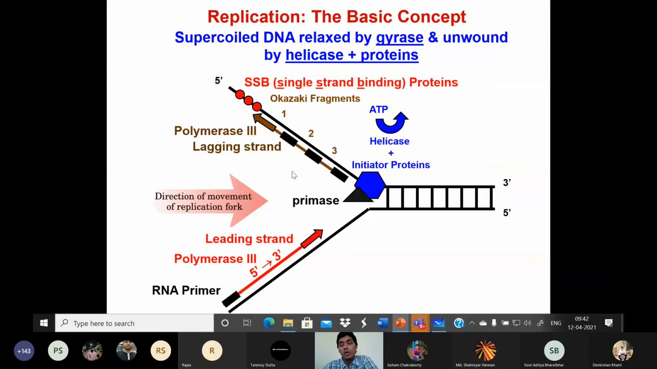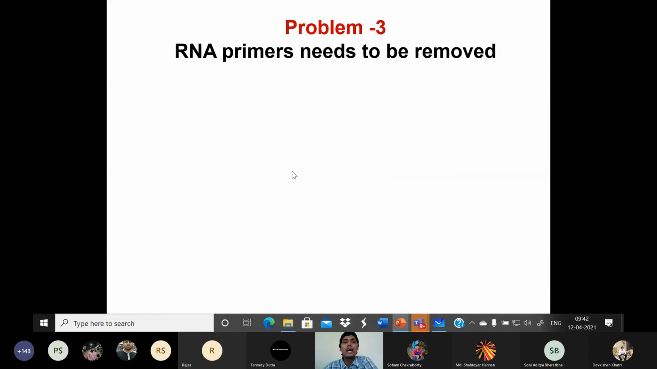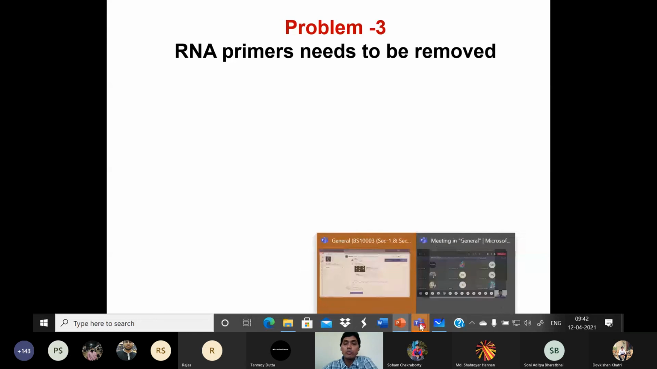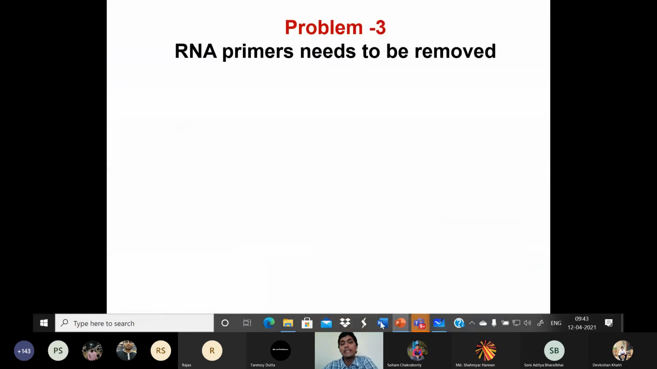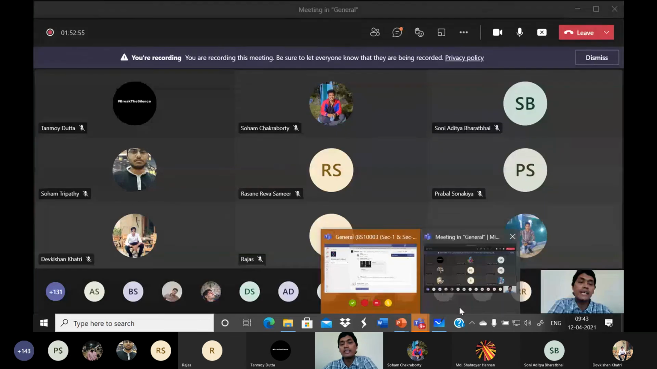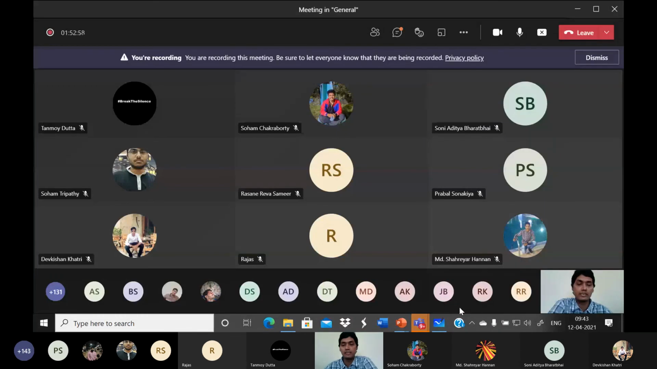And now what will happen? The next question is that the RNA primer needs to be removed. We wanted to make DNA, and we made the DNA, but unfortunately that DNA contains some RNA segments. In the leading strand, you have just one RNA segment, but in the lagging strand, you have multiple RNA segments in between. So we have to take care of this. Somehow we have to remove this, then we will get the DNA only. So the problem. Excuse me, sir.